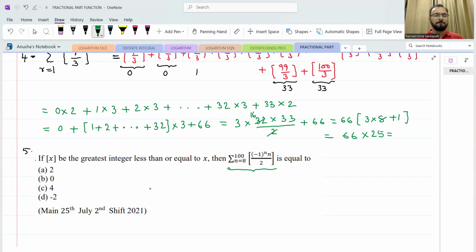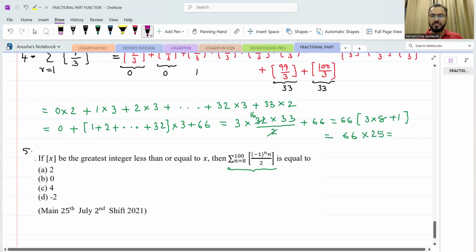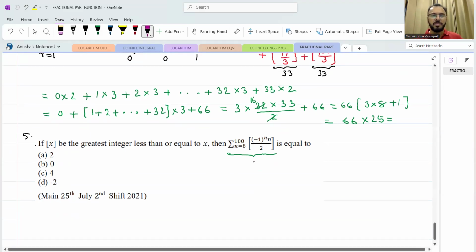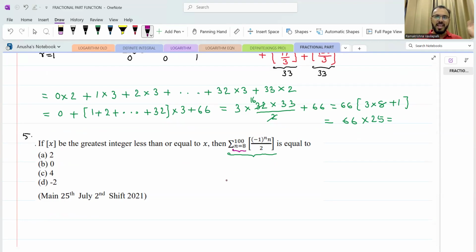Well, let us list out the possible terms of this given summation. Here, take care that n starts from 8, not from 0, 1, 2, etc. n starts from 8. All right. Just a moment. I'll solve this question.